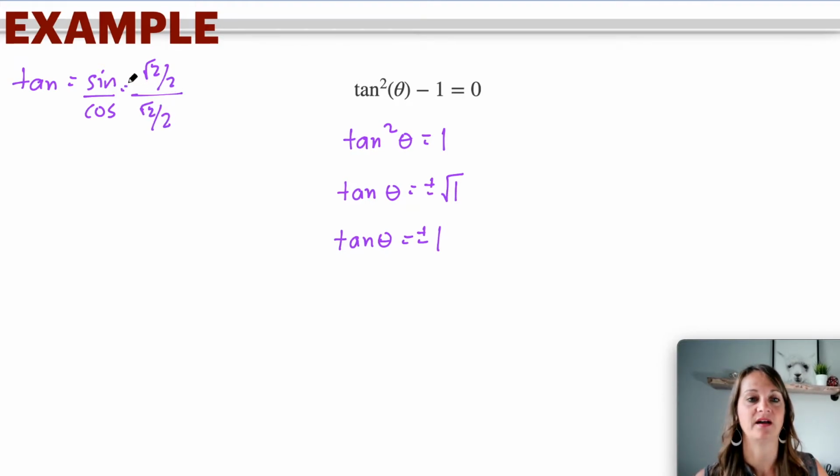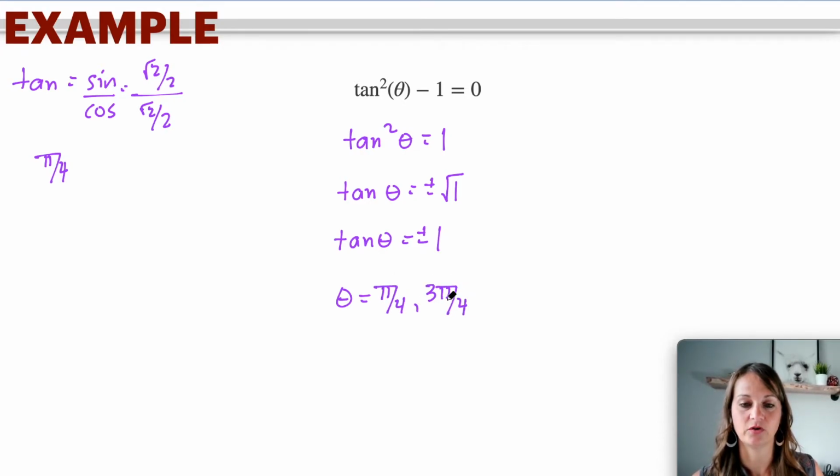And the only time that sine and cosine are the same is at the pi over 4s. And because we're looking for tangent of 1 and negative 1, it is going to be pi over 4, 3 pi over 4, because that would give me a negative 1 since cosine's negative, 5 pi over 4, and 7 pi over 4.